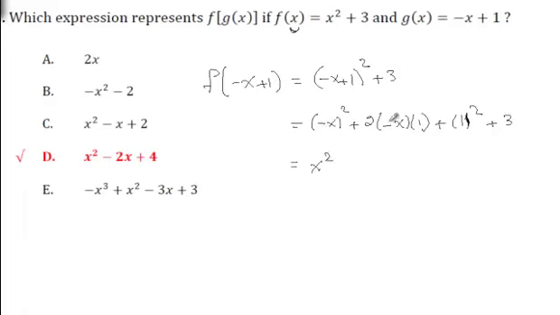Now, 2 times minus x times 1. 2 times minus 1, which is minus 2, times 1, minus 2, and then we have x. So, plus 1 squared is 1. Plus 3, 4. So, it's plus 4. Let's compare the answers. We have x squared minus 2x plus 4. So, that's the proper answer. So, this is correct. Okay?